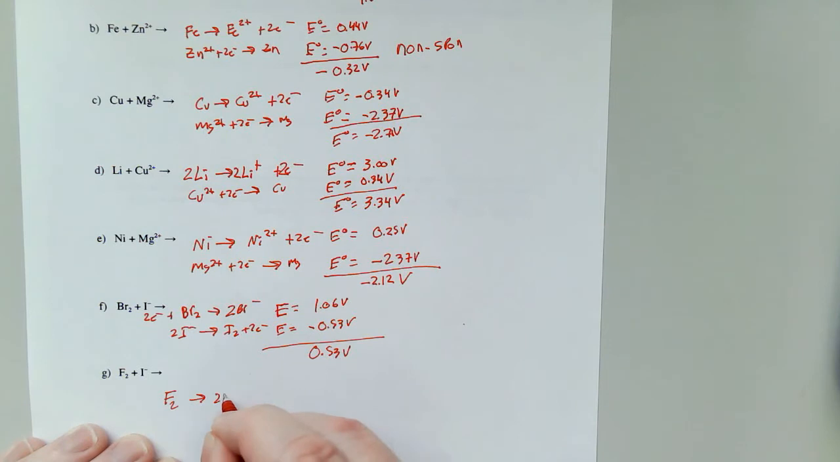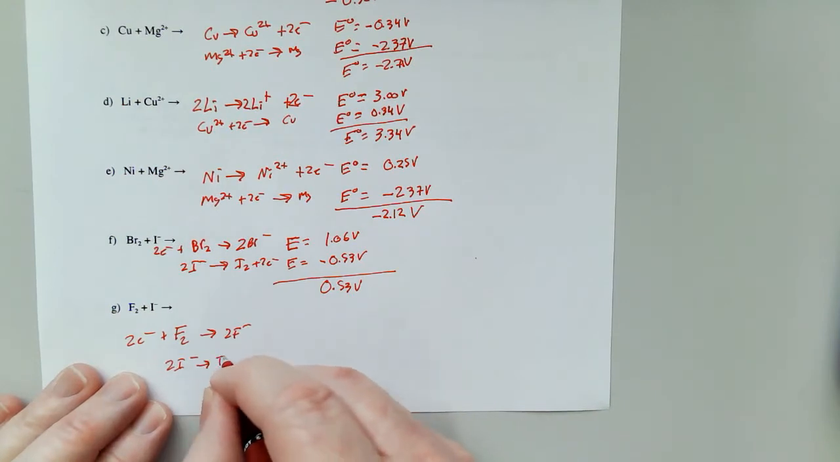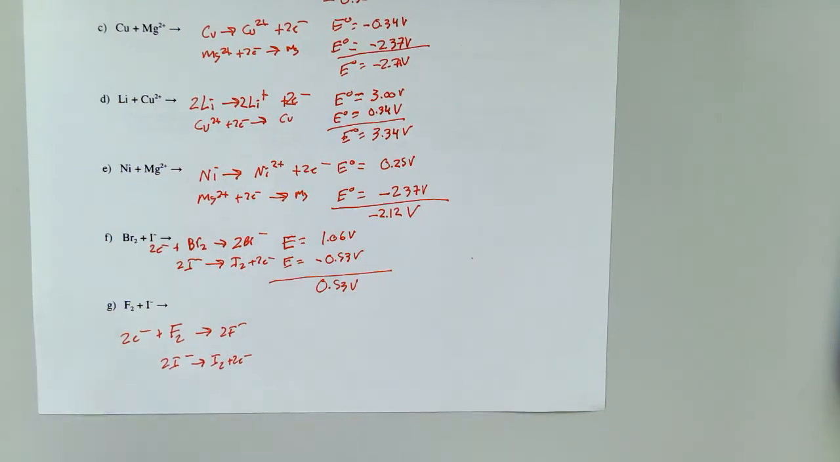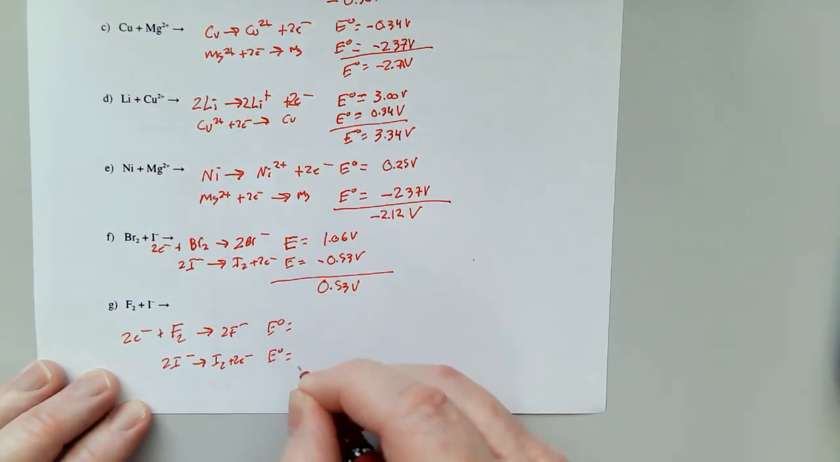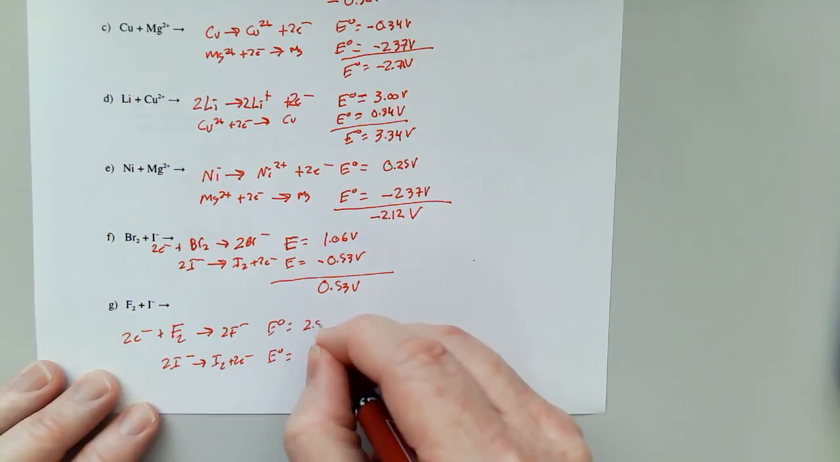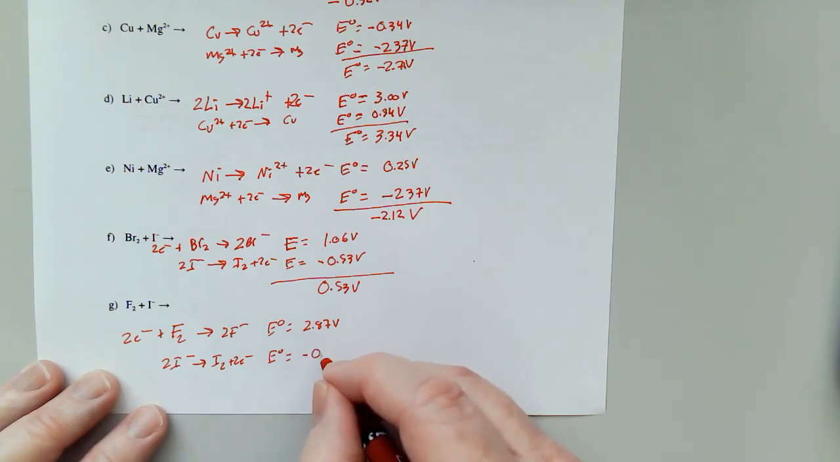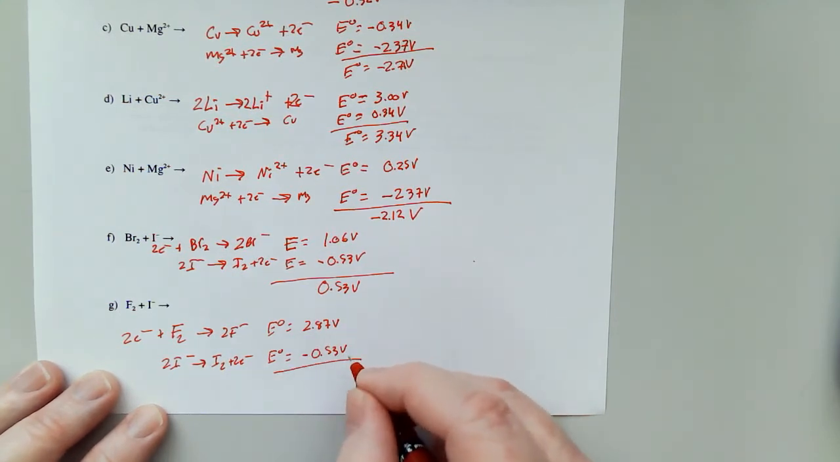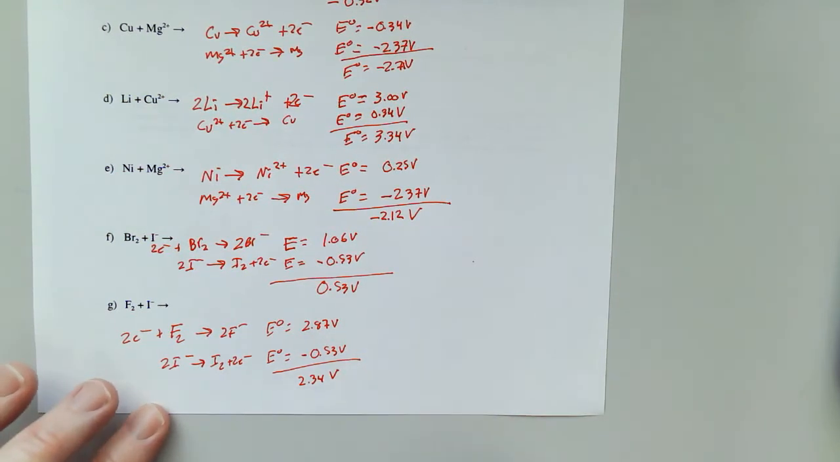F2 going to 2F minus. That'll be 2 electrons over here. 2I minus going to I2 plus 2 electrons. E naught equals. This is huge. It's 2.87 volts. And this one is a negative 0.53 volts. So that comes out to be 2.34 volts if I'm adding that up right in my head.